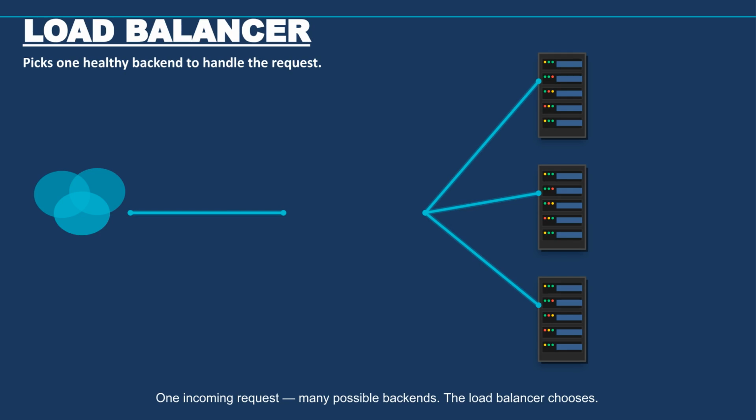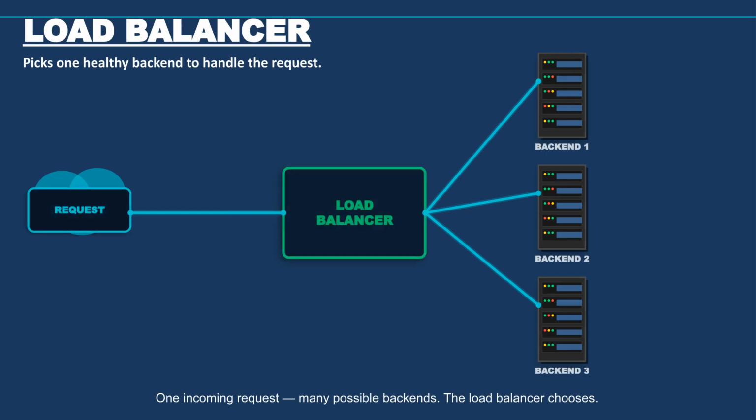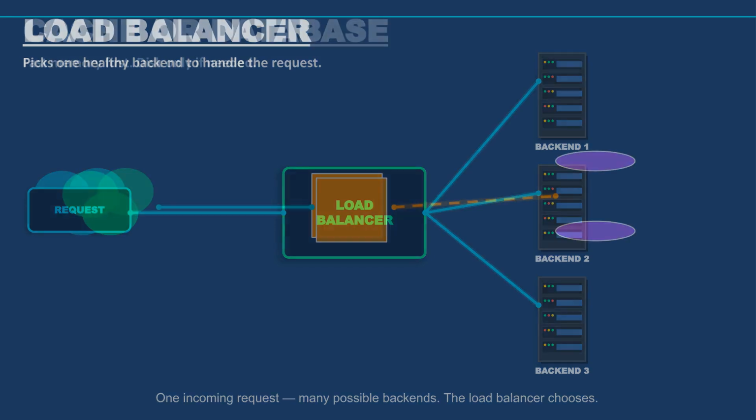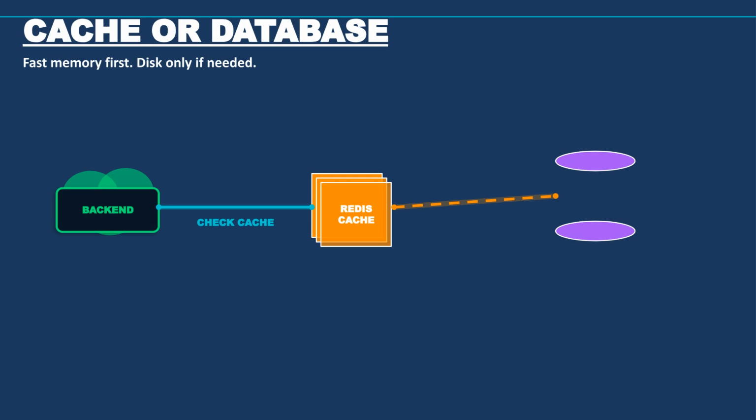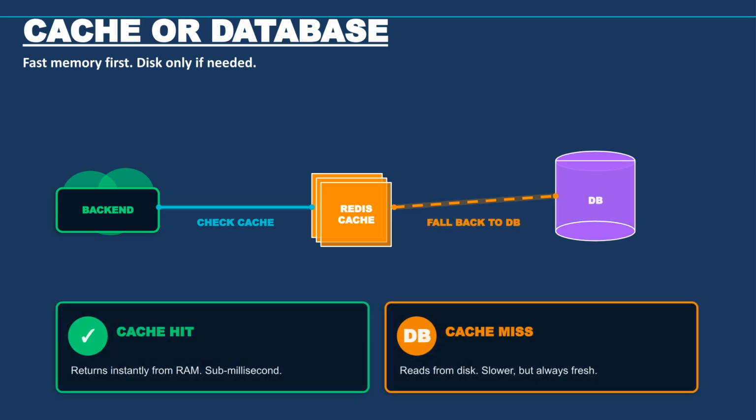Before reaching the final server, a load balancer often directs the incoming request. It picks one healthy backend server from many possible options to handle the request. The backend checks the fast cache, like Redis, first. If there's a cache hit, the response returns instantly from RAM. If it's a cache miss, it falls back to the slower but always fresh database for the data.